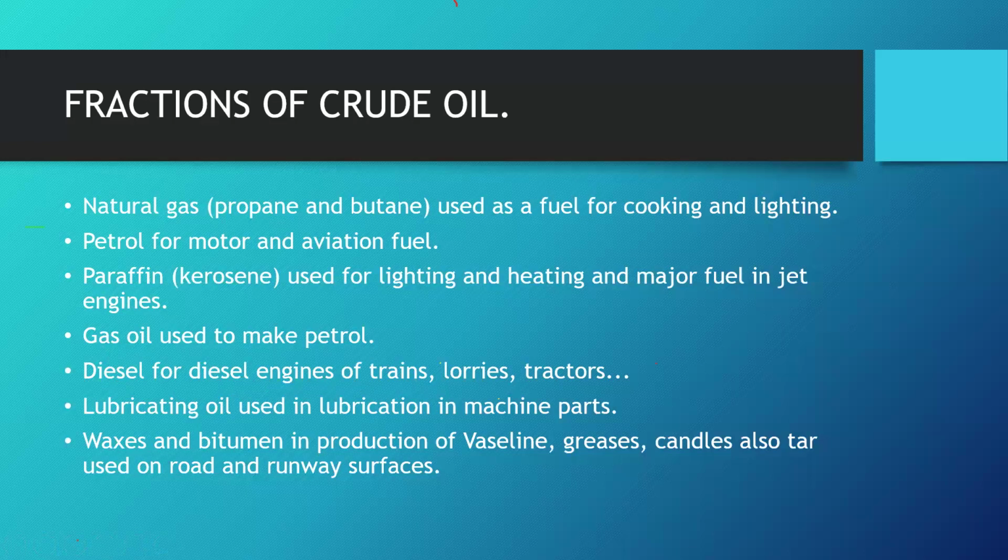Then waxes and bitumen in production of Vaseline, lenses, candles, also tar used on roads and runway surfaces. So most of us have seen that black tar they use on tarmac roads. It's as a result of the bitumen that is obtained during the fractional distillation of what? Of petroleum.